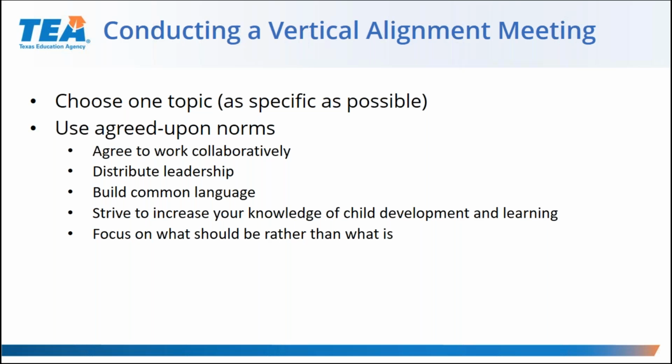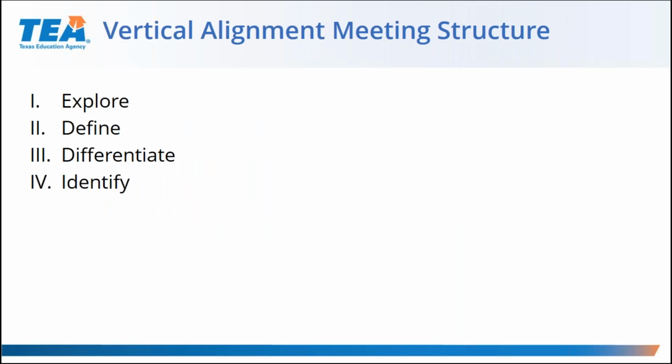That last one is very important when we're thinking about vertical alignment. Vertical alignment is not deciding, does our pre-K have it better or does our kinder have it better, and going with which grade level you think has it down pat already. It's really about everyone taking a step back and not basing what they think should happen on what they're currently doing, but basing what they think should happen based off of what child development and learning tells us.